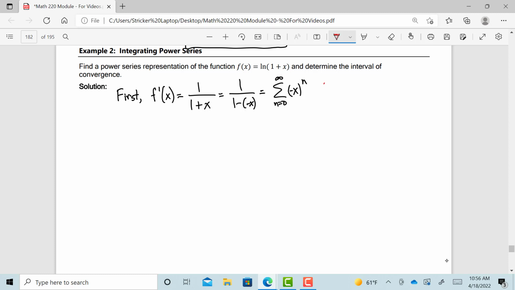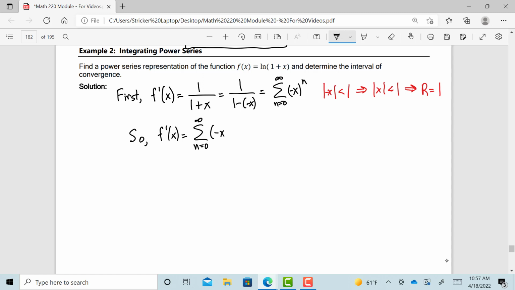And that is going to converge as long as the absolute value of negative x is less than 1. Well, that implies that the absolute value of x is less than 1, which of course implies that the radius of convergence is 1, because that means x has to be between negative 1 and positive 1. So we have this power series representation, right? We know now that our derivative, f prime of x, is equal to the sum from n equals 0 to infinity of negative x to the n.